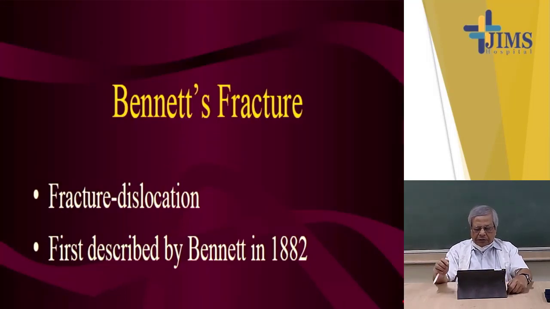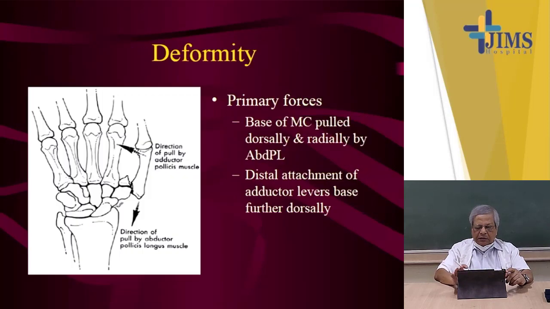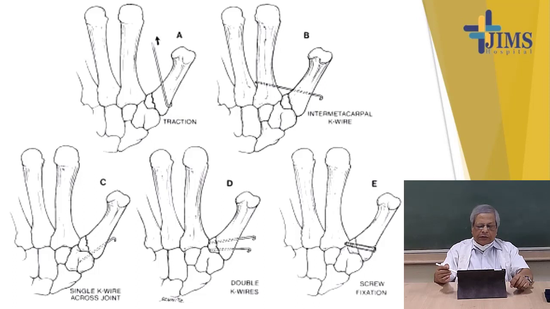It's a fracture dislocation first described by Bennett in 1882. This is a Bennett's fracture. This bone fragment remains here and the first metacarpal is displaced by the pull of adductor pollicis. How is this fixed? There is a traction there. One has to pull the thumb, traction, then it goes back into the joint. Luckily all the ligaments are there, so it goes back into position.